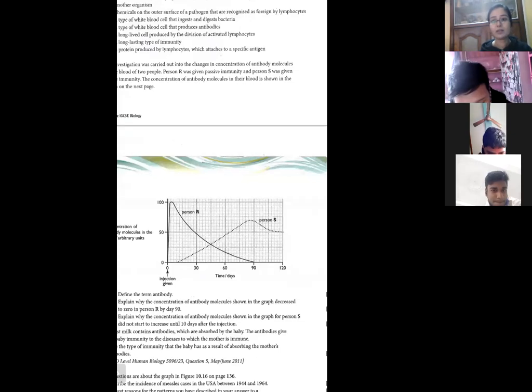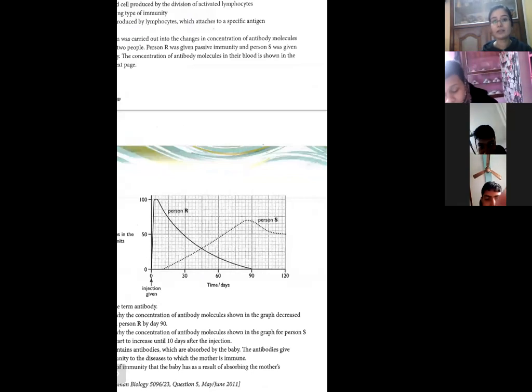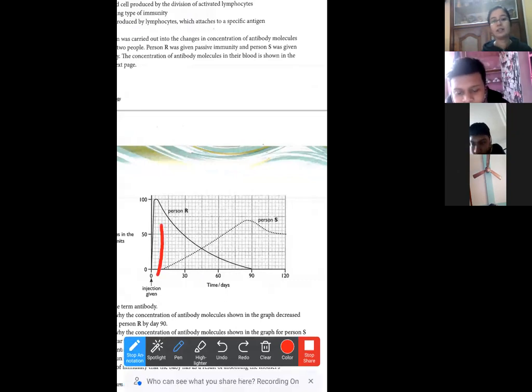So here you can see in this graph that as person R was immunized with passive immunity, the vaccine contained antibody. Person R has got ready-made antibodies. The moment they are introduced in the body of person R, they have started working immediately. So this is why the concentration of antibodies you can see in person R, they increased instantly, because antibodies are inserted in the body.